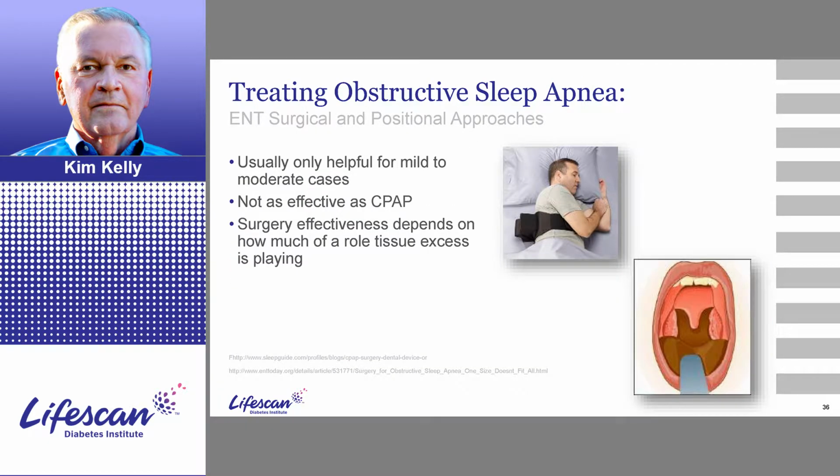There are ENT and positional approaches, so we don't want to leave those out. If you look at the top picture there, there's a positional device that you wear around your belly and chest that has a chunk in the back that keeps you from rolling over on your back. Obstructive sleep apnea patients, if they sleep on their side, tend to be much less likely to obstruct their airway. So there are some patients who would benefit from a device like that.